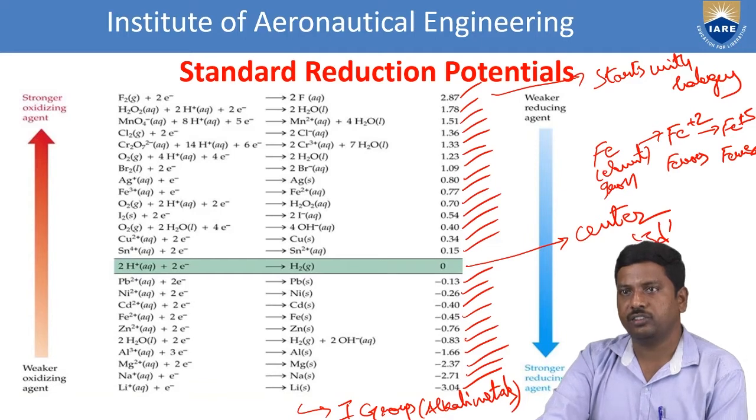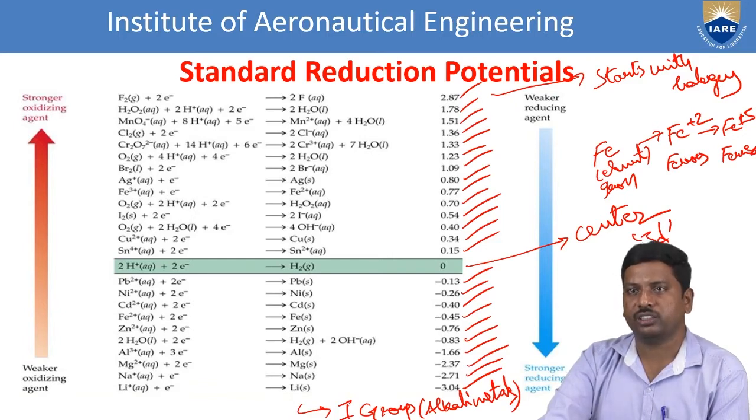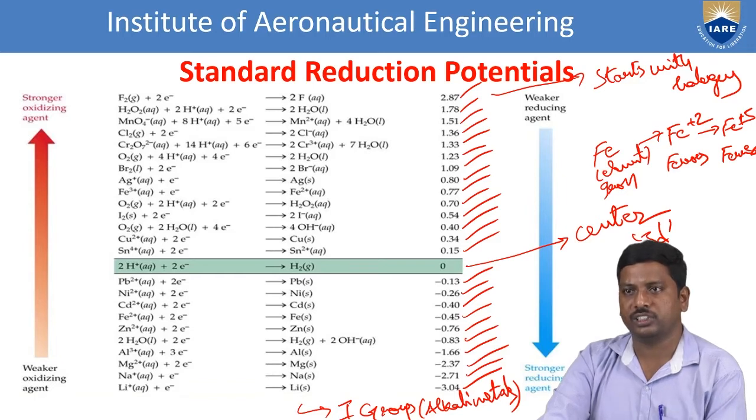So in this series, when we move from top to bottom, what happens? It goes from a weak reducing agent to a stronger reducing agent. Or when we move from bottom to top, what happens? It goes from a weaker oxidizing agent to a stronger oxidizing agent. So the electrochemical series is arranged according to the standard reduction potentials.